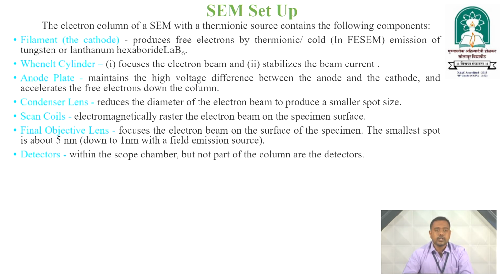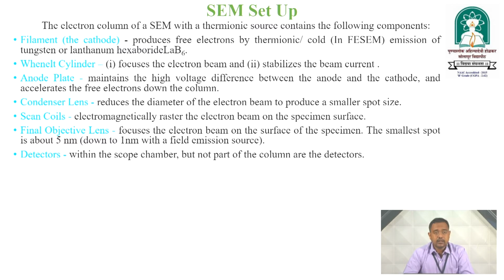Thereafter, the next stage is the condenser lens, which reduces the diameter of the electron beam to produce a smaller spot size. This spot size is nothing but the beam region where we send it onto the surface, and by controlling the beam size, that is the diameter of the beam, we get more resolved images. As the beam size gets smaller, the resolution of the images gets larger.